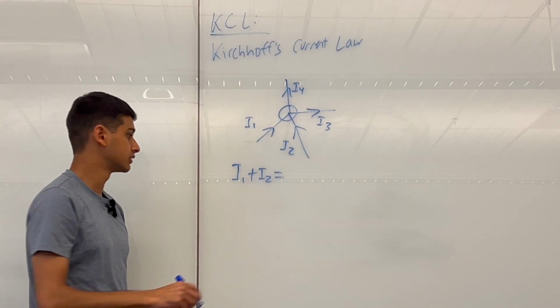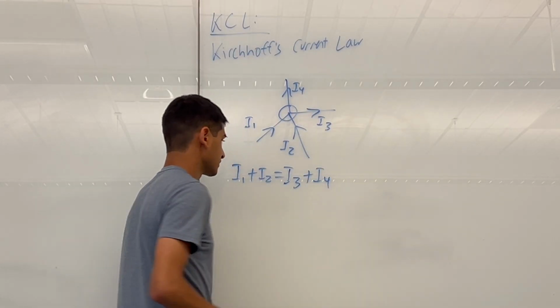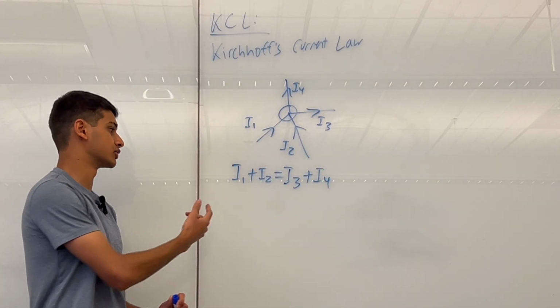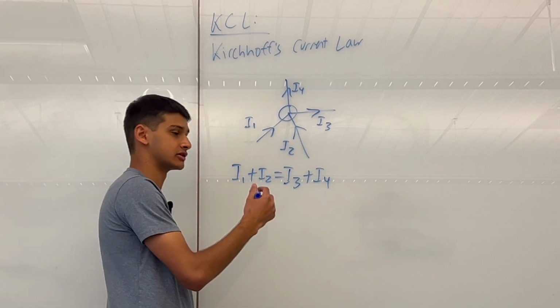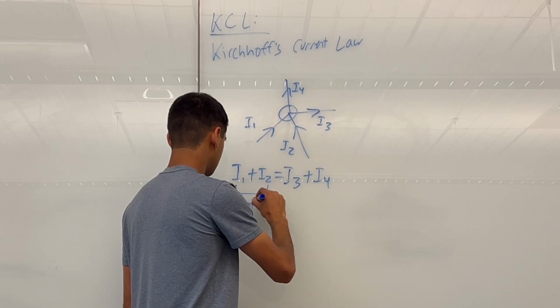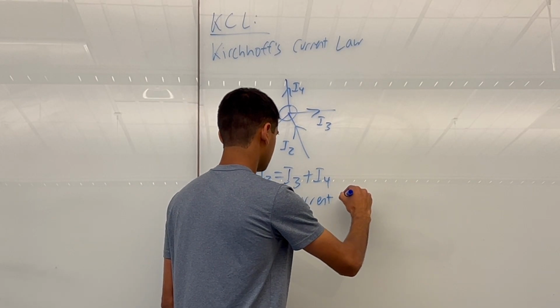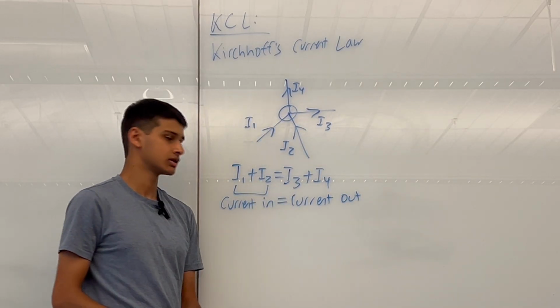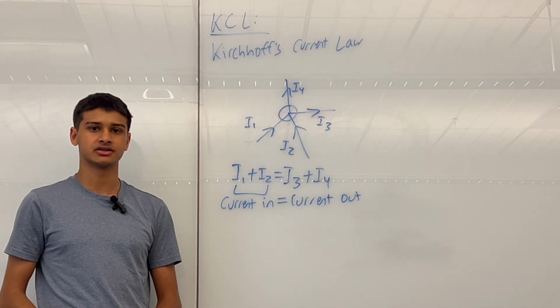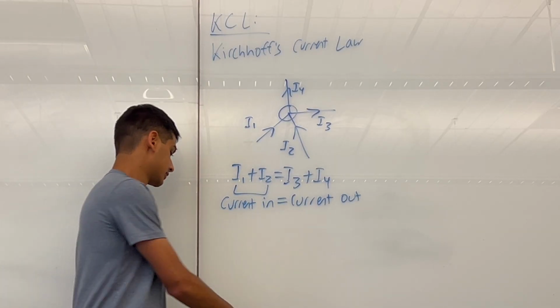I've circled the node. And just for clarity, I'll mark which ones are leaving and which ones are entering the node. I hope that is a good overview of KCL. Now I'm going to illustrate it with an example with numbers.